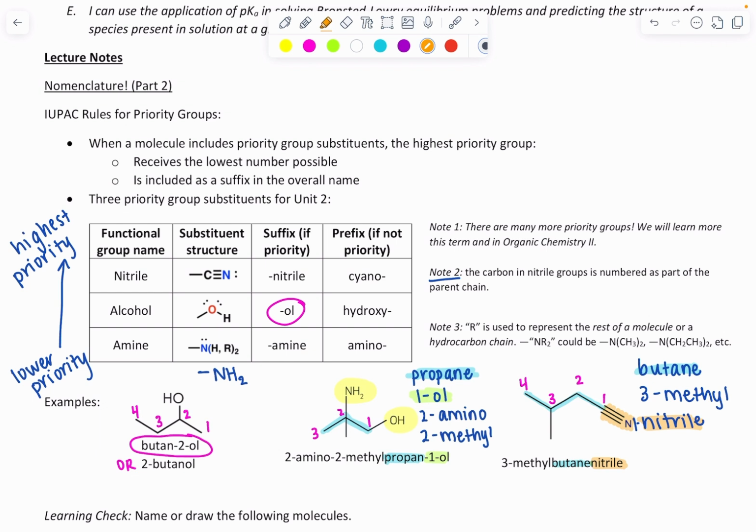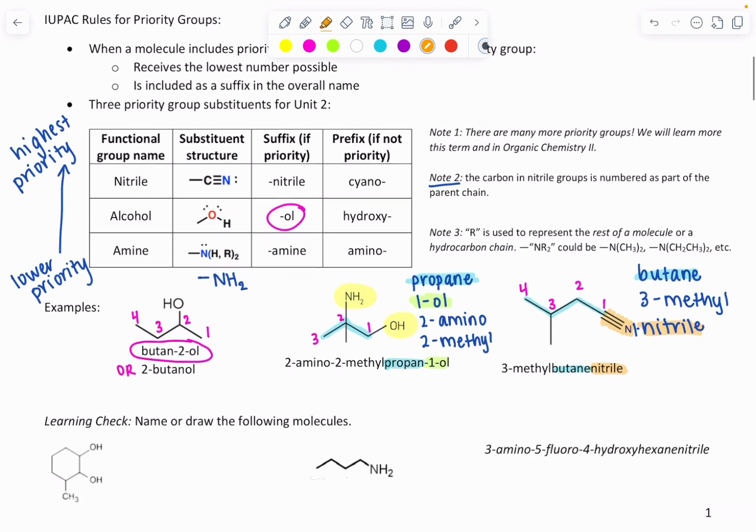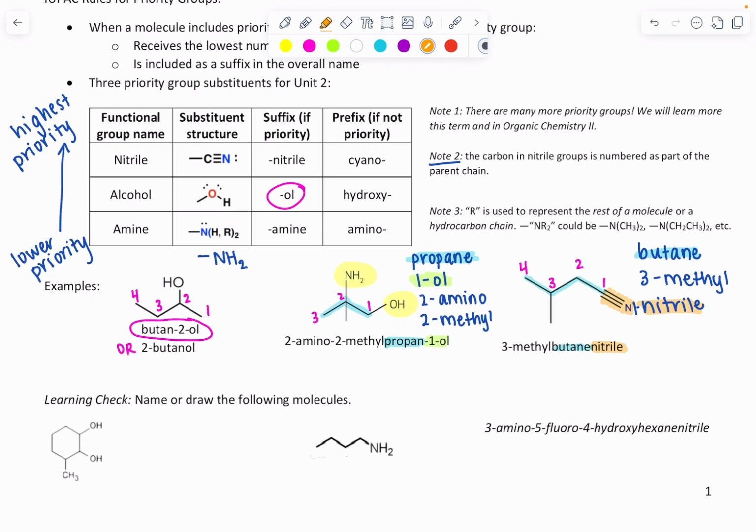Okay, so those are some examples. I wanted to break those down to show how this nomenclature is applied. I have 3 learning checks here. How about we do the first one and then I'll save the second 2 for class so we have some practice to do when we come back as a group. Okay, so this first molecule, we have a ring. I see that there are 6 carbons, so I'm going to go ahead and write cyclohexane.